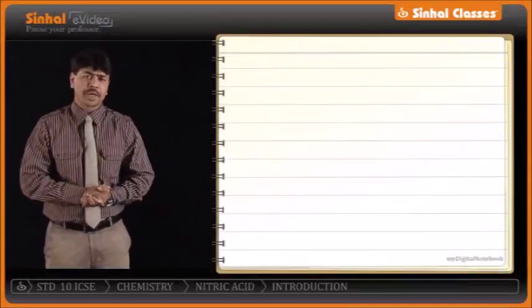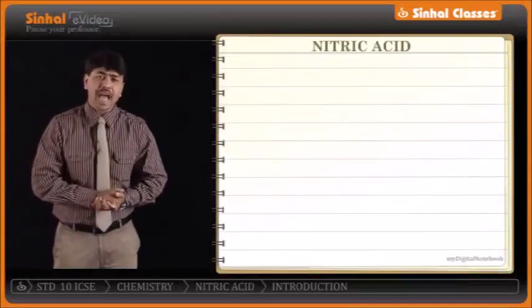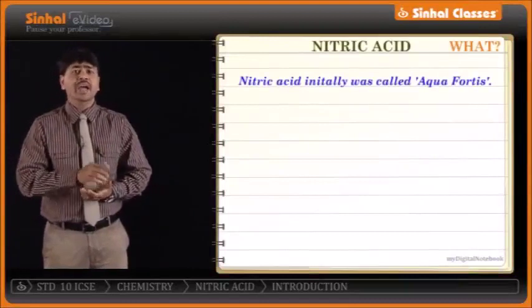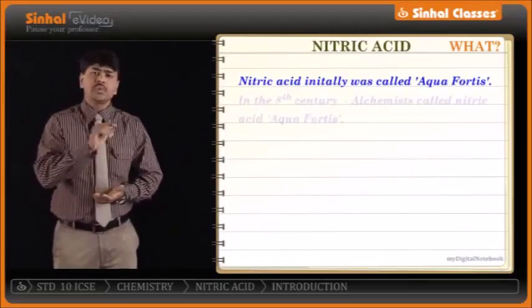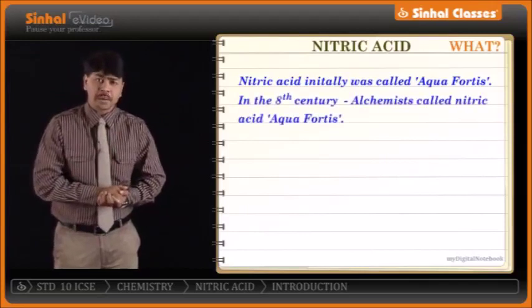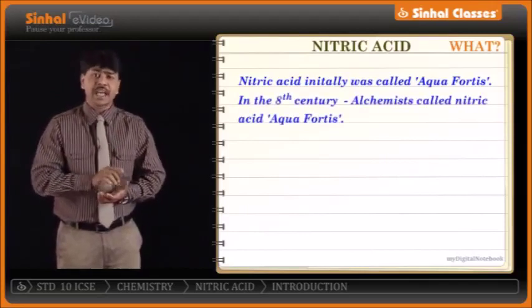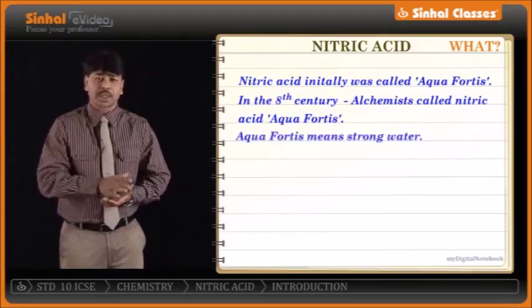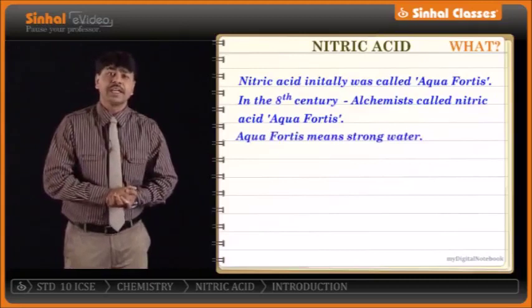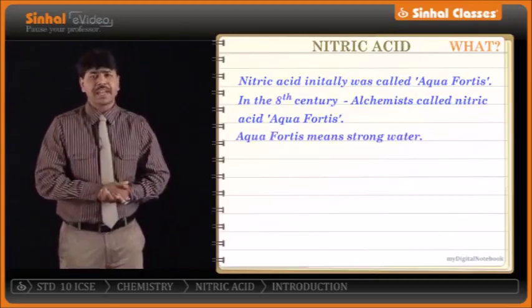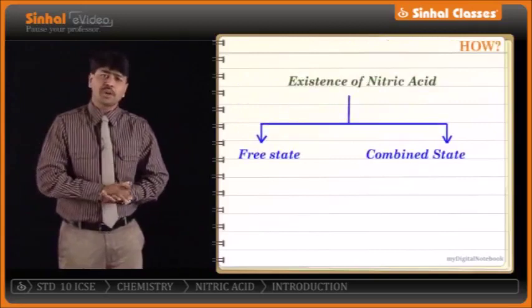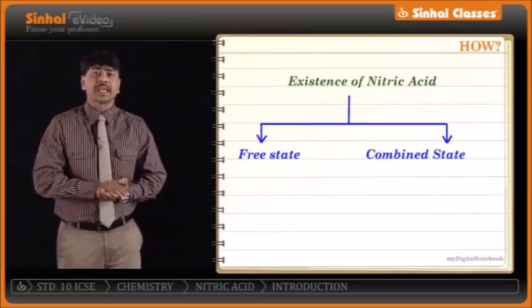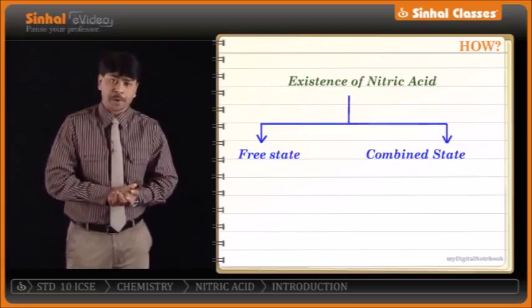Let's begin with a new topic, and that is nitric acid. Nitric acid initially was known as aqua fortis. In the 8th century, alchemists called nitric acid aqua fortis. The reason for that was it was a very strong water which was very corrosive in nature. This nitric acid can occur in both the free state as well as the combined form, which we will be discussing in this topic later on.